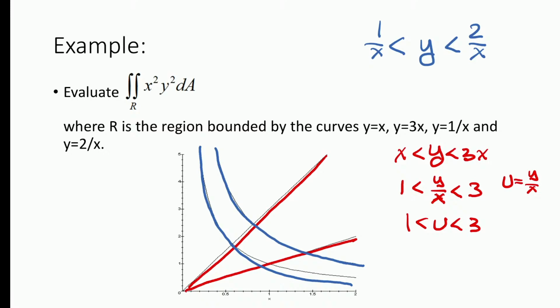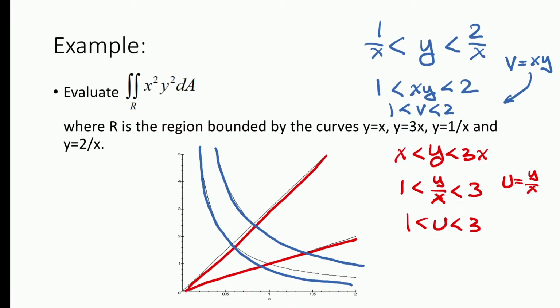We'll do the same trick, but in reverse. Instead of dividing, I'm going to multiply everything by x, and I get xy is between 1 and 2. Well, look at this. I've already got a u, so let's call this one v. v is going to be xy. And now v is between 1 and 2.